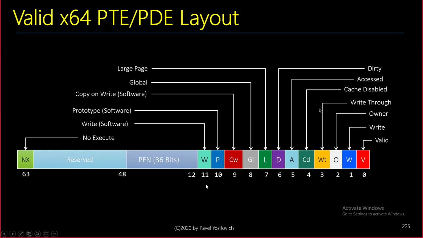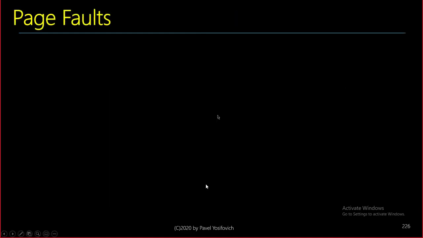The same bits apply here as well. There's the valid bit and some other bits like the large page and so on. So this is not really much different than earlier. Okay, so this is the idea of translation. It happens all the time. There's no way around it.